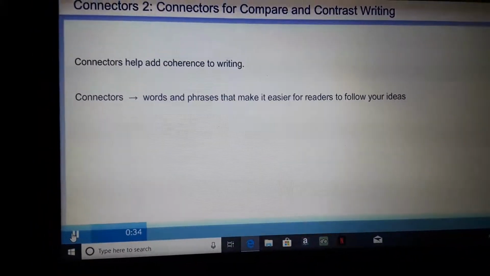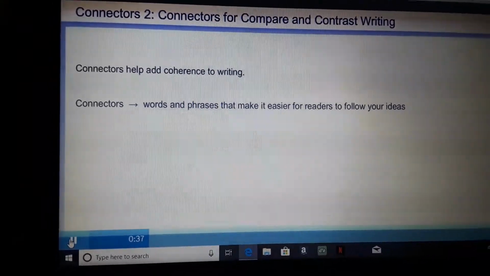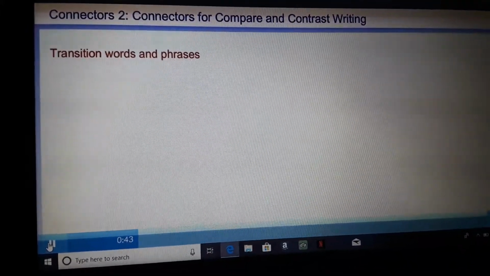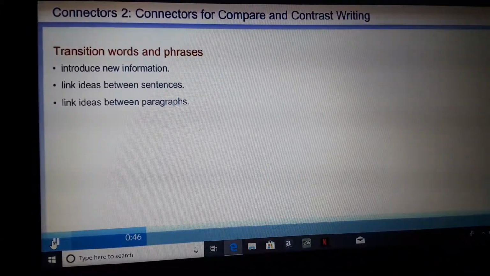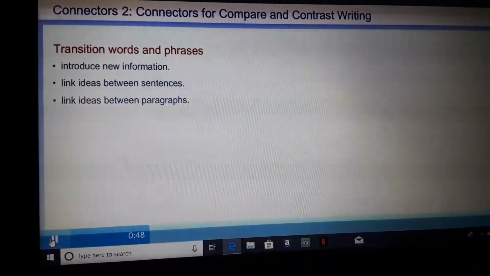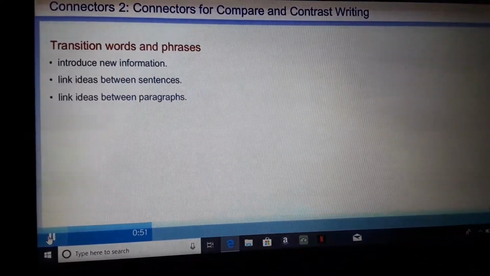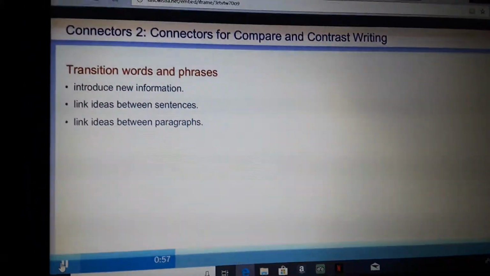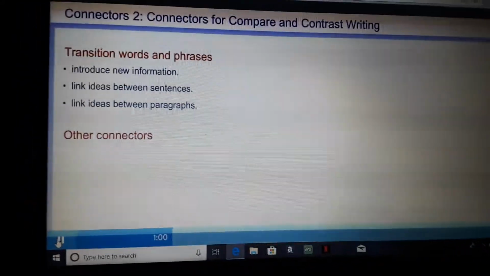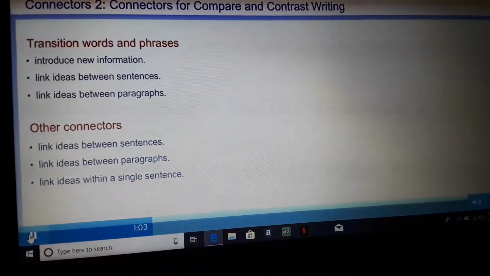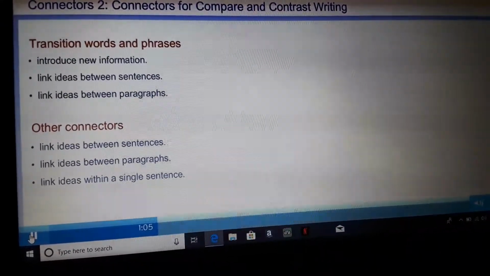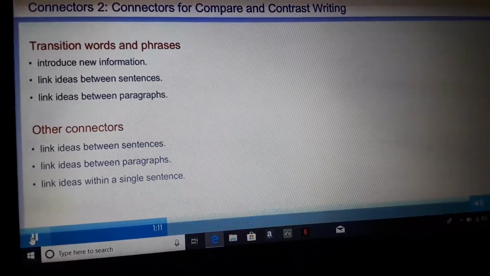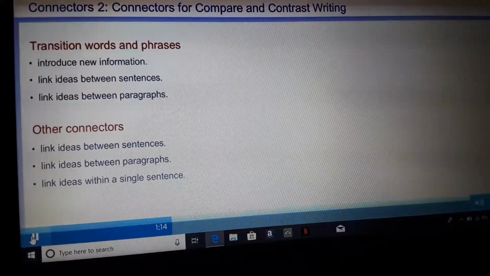For example, therefore and next are connectors. Transition words and phrases are connectors that can introduce new information or link ideas between sentences and between paragraphs. Two examples of transition words are first and then. In addition, there are other connectors that can link ideas between sentences and between paragraphs. These connectors, such as also and since, can also link ideas within a single sentence.